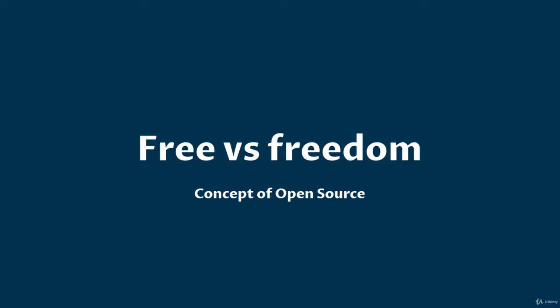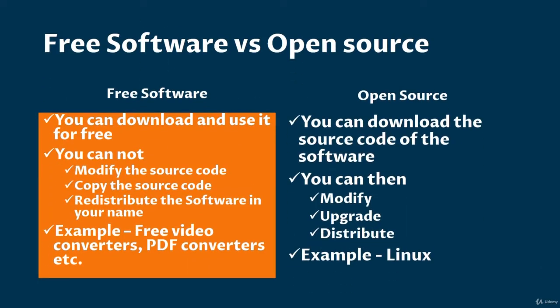Let me tell you. Free means giving a fish per day to a person, and freedom means teaching the person how to catch a fish. Now I think you can understand what I'm trying to mean. So, here in our case, in this Arduino course, free means I'm trying to tell you the uses of free software, and open source means I'm trying to tell you the uses of open source software.